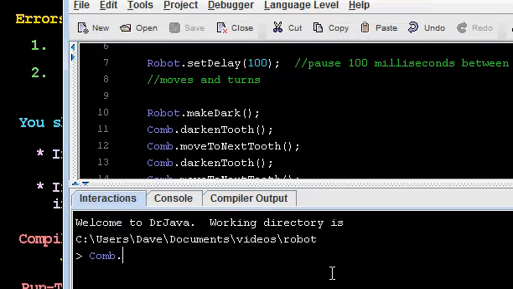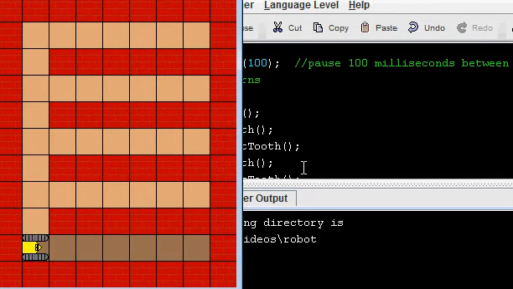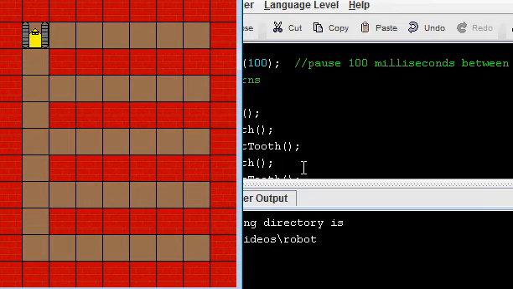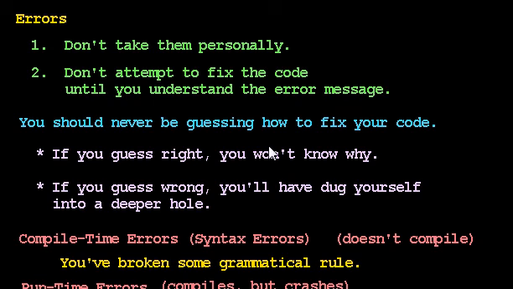And we'll darken comb. We should run all of the code. And there it goes. And we're making it past the point where the program crashed. Do we have another error? We seem to be pretty good. There we go.